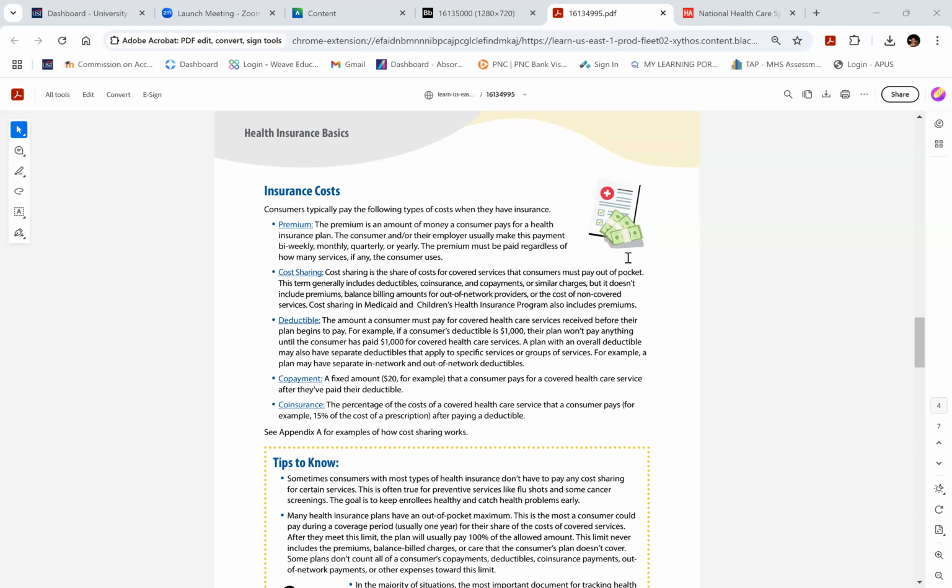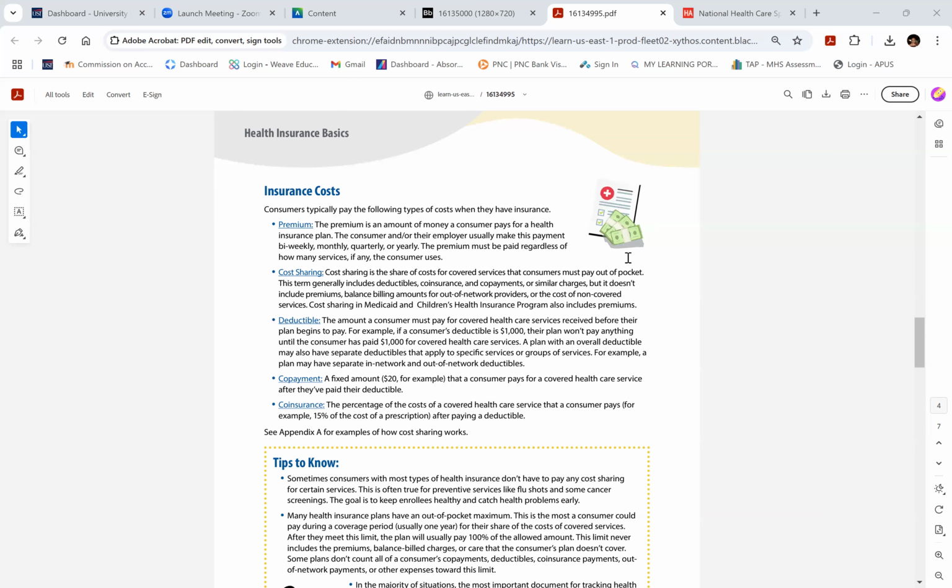Let's go to copayment. Copayment is a much smaller amount, a fixed amount, anywhere between 10 and $100, that the consumer pays every time for the service. Every time you go for a doctor's office visit, it might cost 30 bucks. What's the purpose of a copayment? It's to make sure that it's a necessary service that the consumer wants.